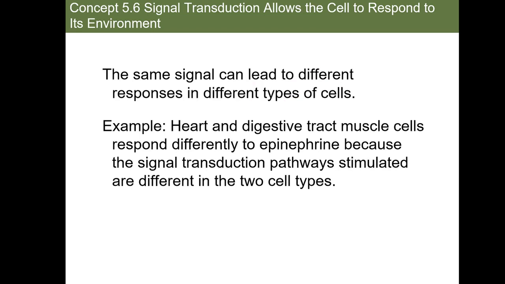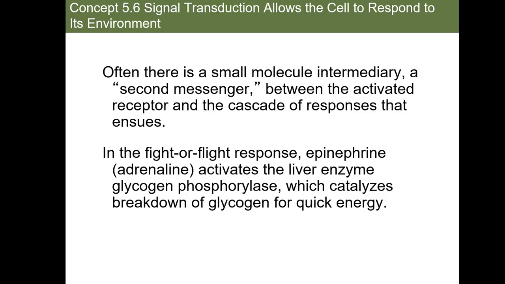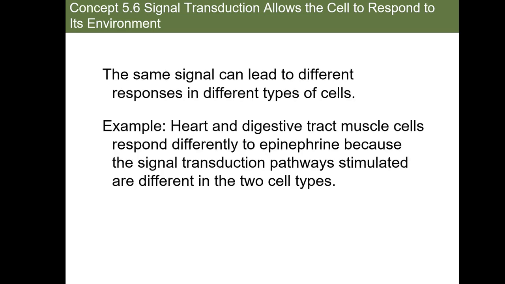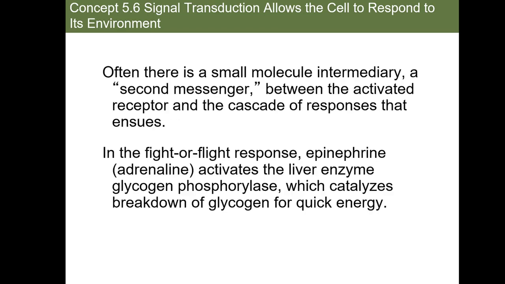The same signal can lead to different responses in different types of cells. So, for example, the heart and digestive tract muscle cells respond differently to epinephrine because the signal transduction pathways stimulated are different in the two cell types. So, in the heart, you'd want it to beat faster and give you energy. The digestive tract, you want to slow down because you don't want it taking your energy while you're having to have a fight or flight response.